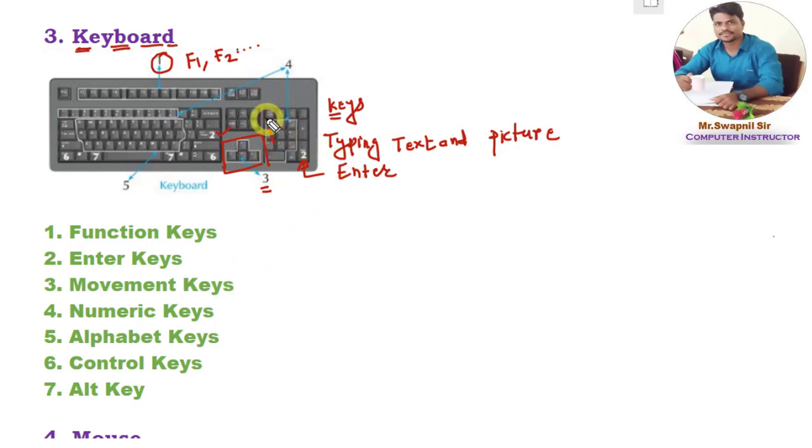Then look at these keys. These are called number keys. They are present on the number pad and are used to type numbers like 1, 2, 3, 4, 5. Now look at these keys. These are alphabet keys, and they are used to type alphabets like A, B, C, D, and any text.